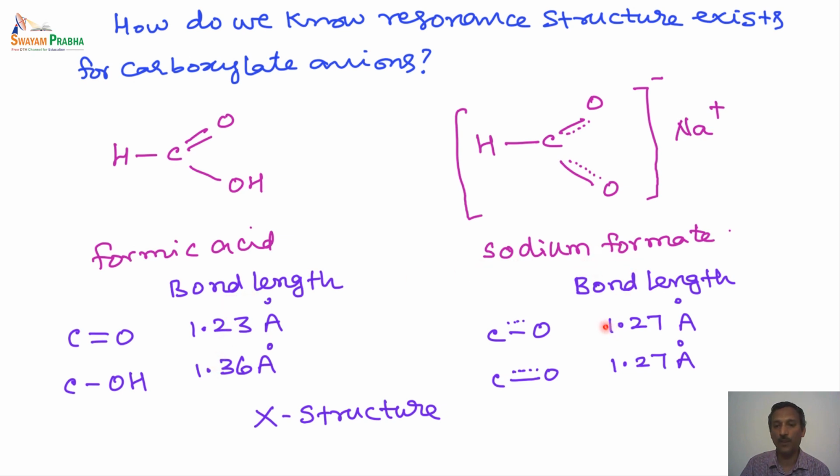Whereas in the case of sodium formate, this C-oxygen bond and this C-oxygen bond both have the same length. In other words, this is not very short like a double bond. This is also not very long like a single bond. So this is in between 1.23 and 1.36. So the value is 1.27. So it is neither a single bond nor a double bond. So that is why we say the resonance structure exists for the carboxylate anion. So this is one of the conclusions by which we can confirm that carboxylate anions have resonance structures.